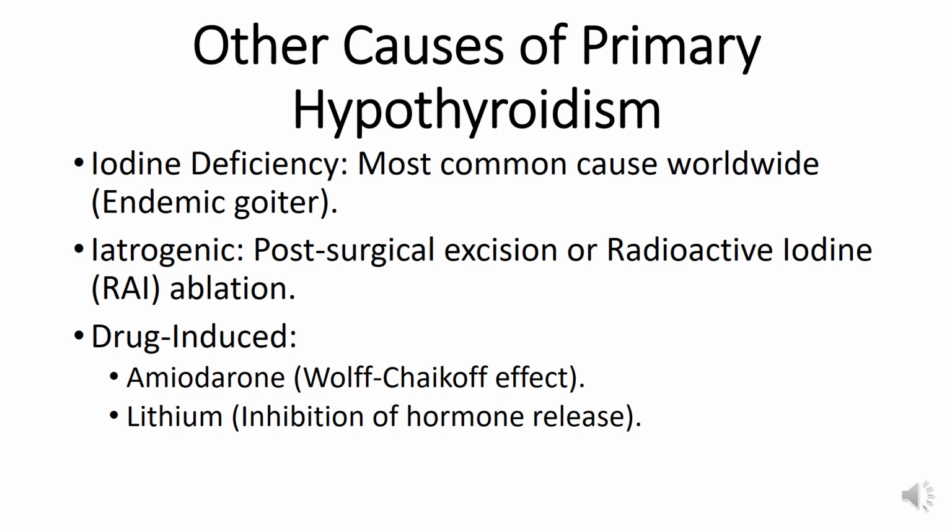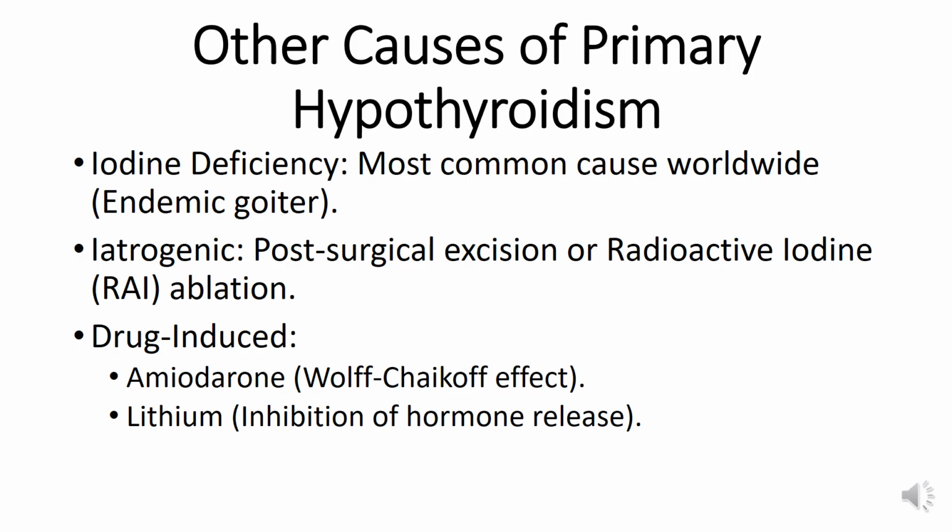Another important iatrogenic cause is radioactive iodine, often abbreviated as RAI, therapy. Radioactive iodine is commonly used to treat hyperthyroidism and certain thyroid cancers. Because thyroid cells actively absorb iodine, radioactive iodine selectively destroys thyroid tissue. While this treatment is highly effective, it may leave patients with insufficient functioning thyroid tissue, eventually leading to hypothyroidism.